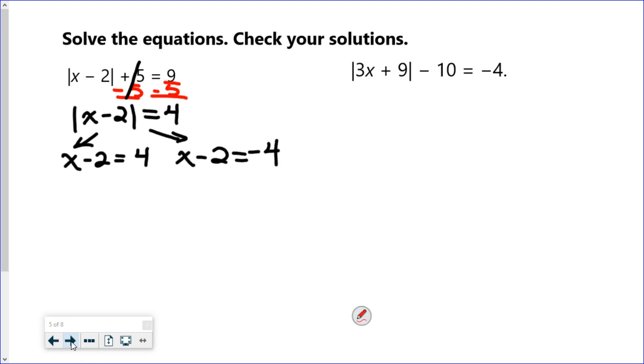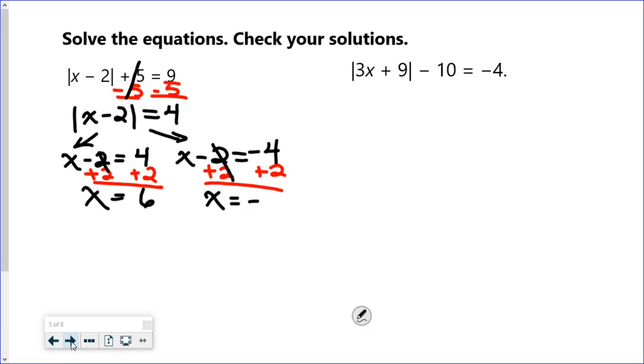Then, now I'm going to add 2, and I get x equals 6. And I'm going to add 2 here, and I'm going to get x equals negative 2. Both of those answers work.